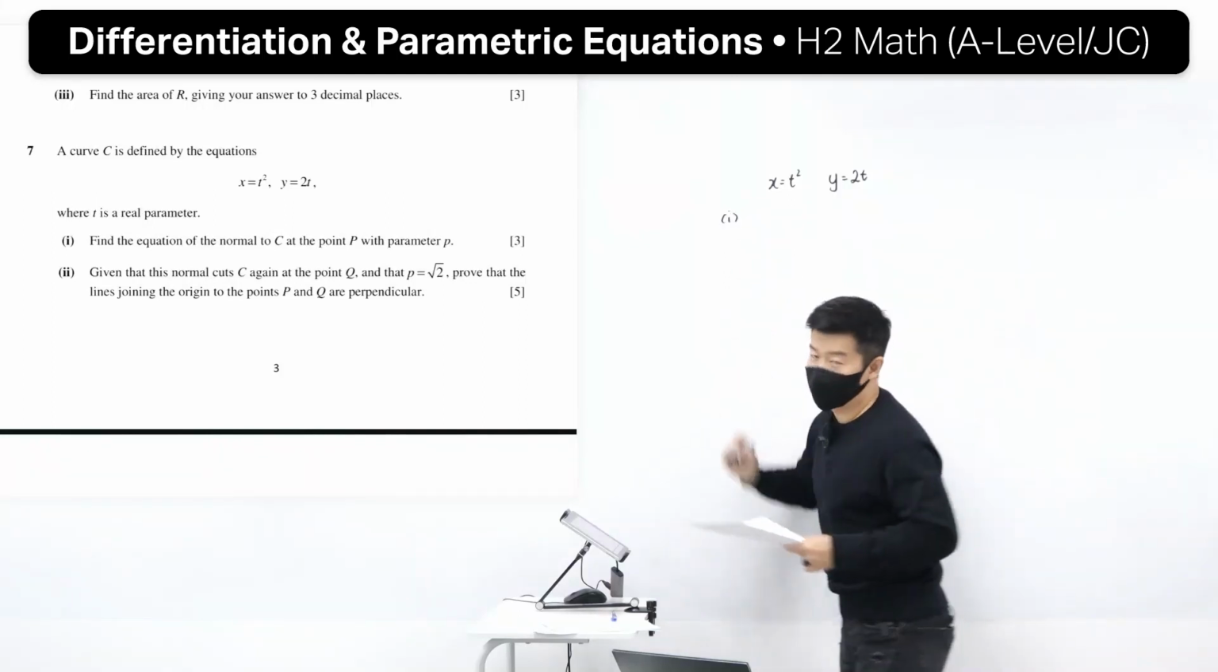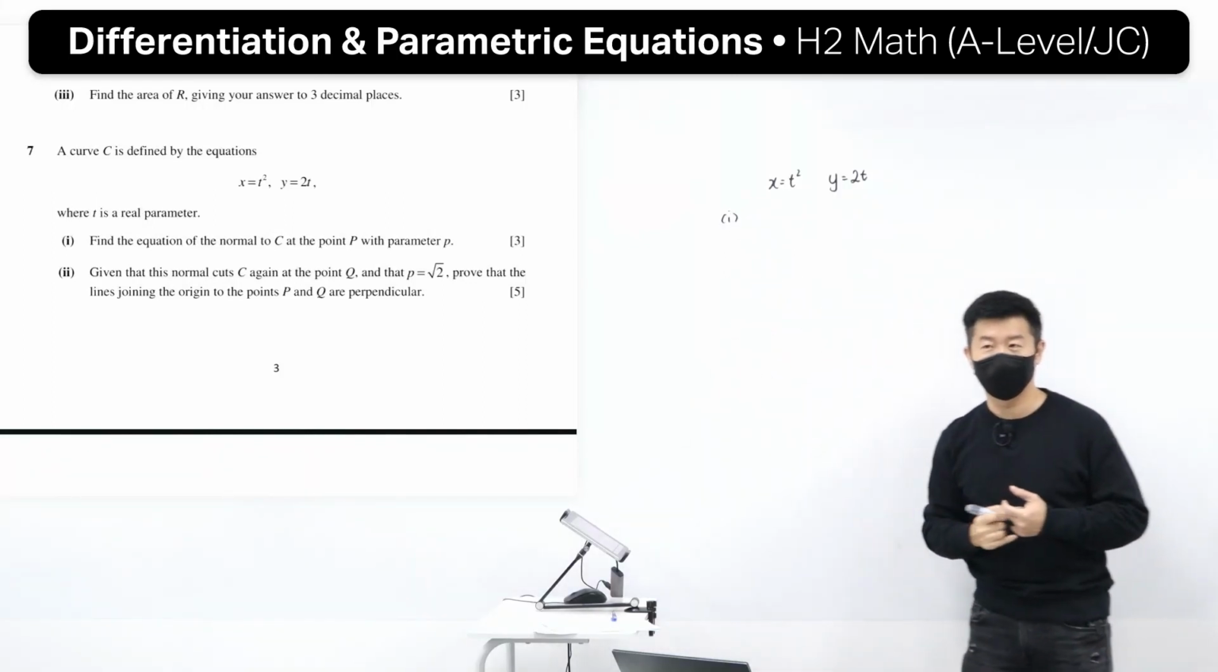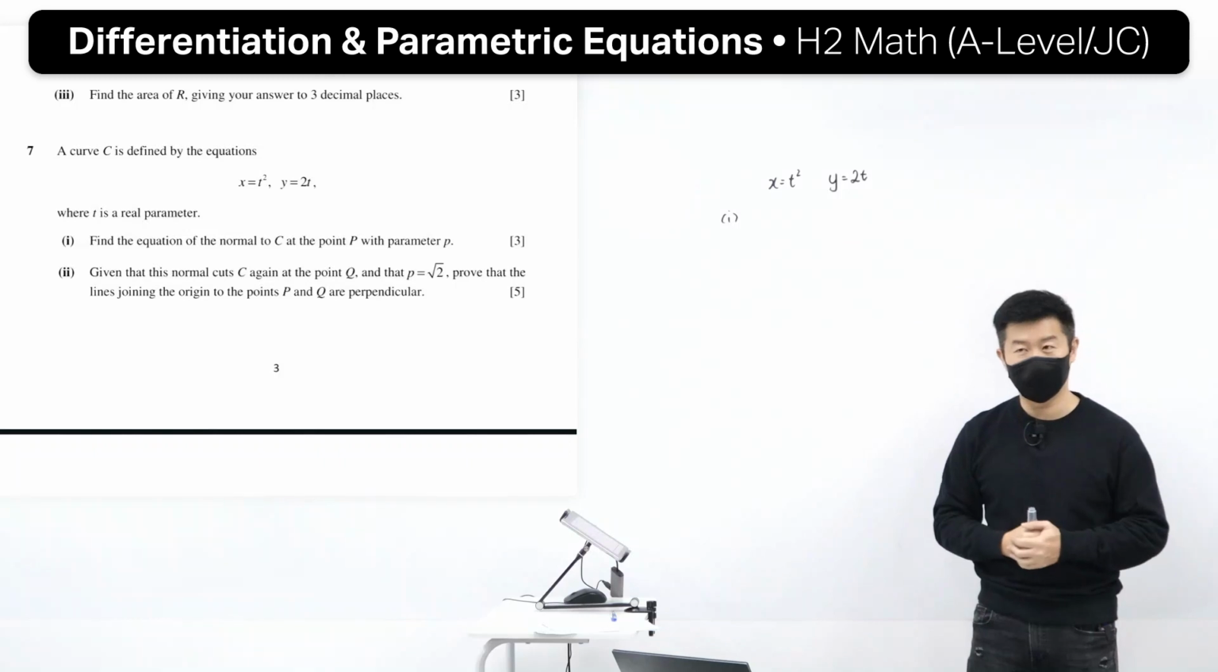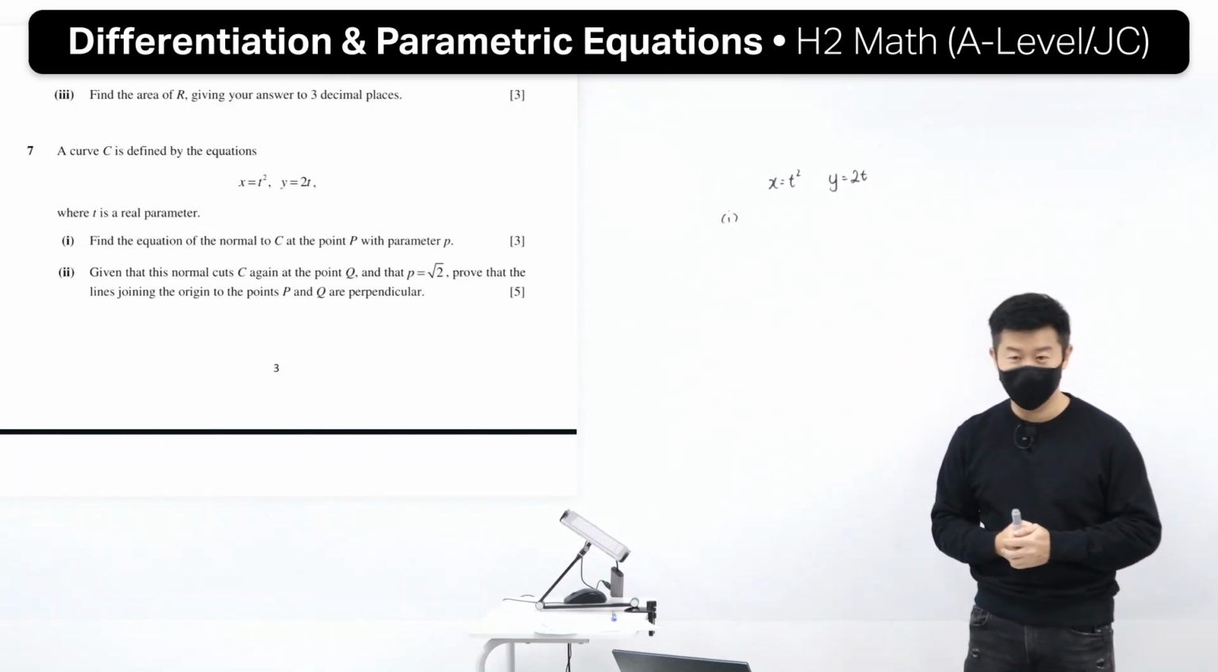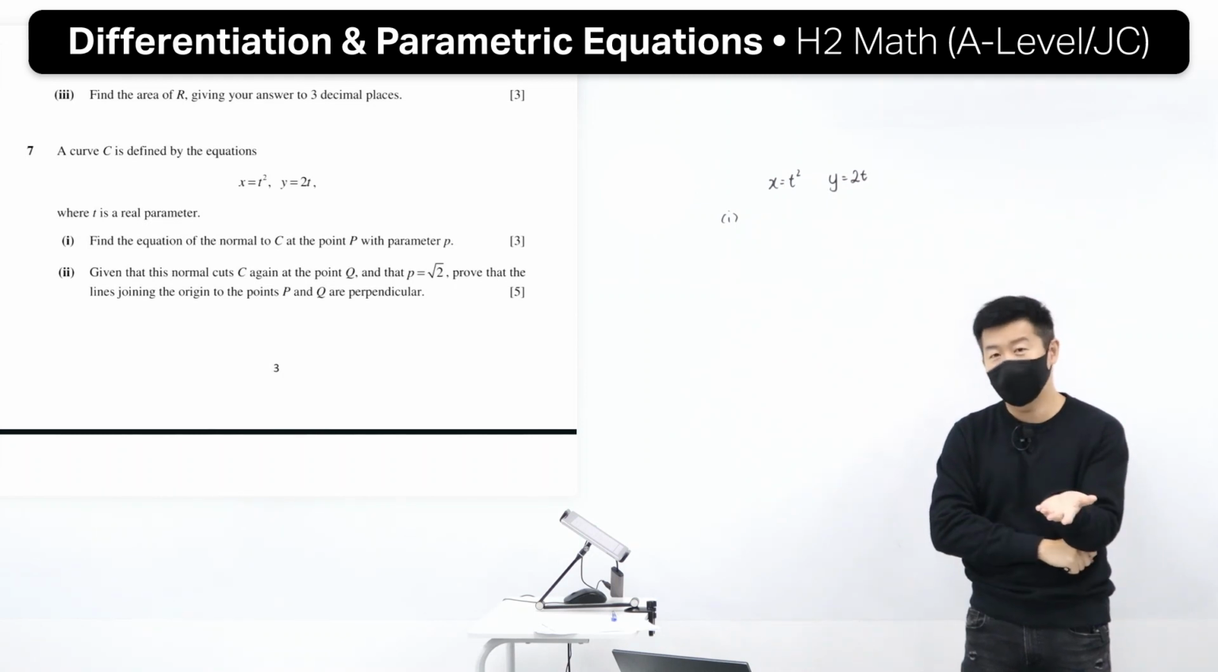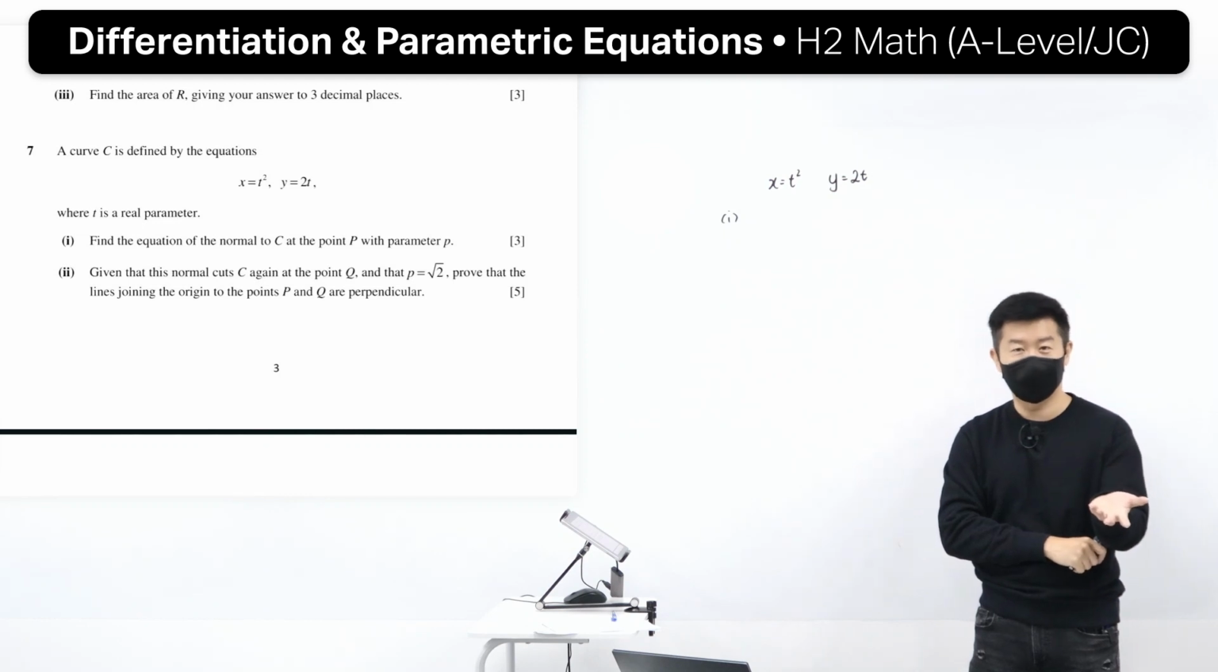Part 1. In order for me to find the equation of the normal, I need the gradient of the normal. So I'm going to find the gradient of the tangent first, which can very easily deduce for me the gradient of the normal. I need a point that is on this line, and it is going to be point P, where the parameter t is equal to p.